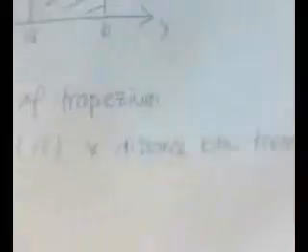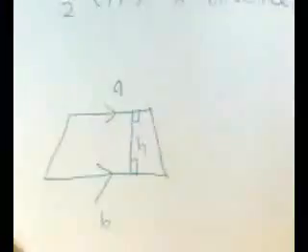So, this portion over here, perpendicular to A and B, is called the height, h. Now, let us revise the area of a trapezium. The area of a trapezium states that half of the sum of the parallel lines multiplied by the distance between them will give you the area of the trapezium.